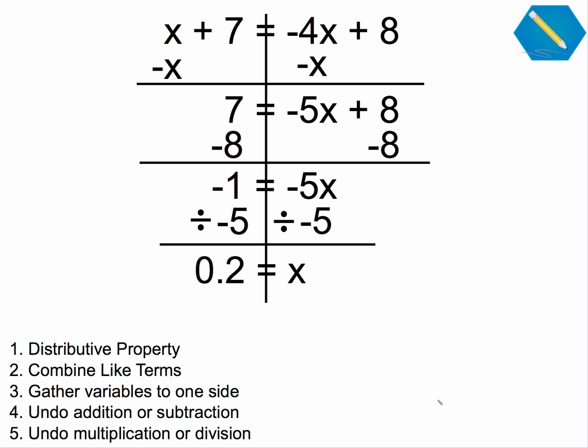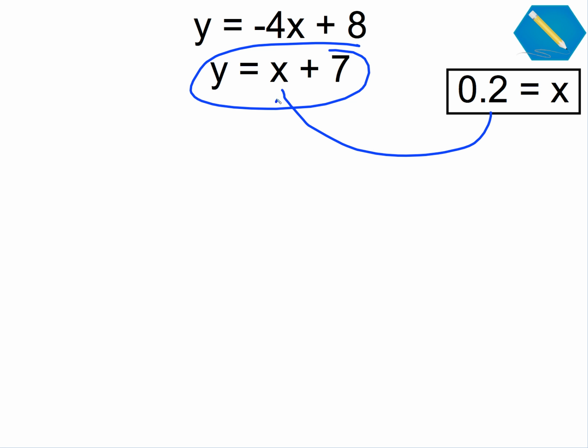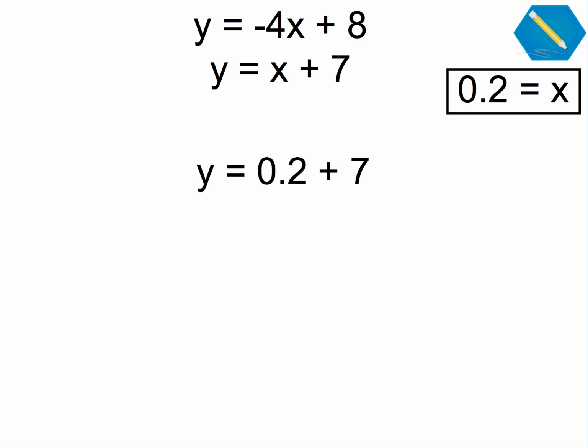Now we're not done yet though. When you get to this point, remember our goal is to get an ordered pair. Well, we have 0.2 for x, but we still don't know what y is. So what we do now is we know that x is 0.2. I can use either equation. These are the two equations that I was given in the original problem, and I can use either one of them. Well, to me, this one looks a lot easier because there's no multiplication. It's just adding. So I'm going to plug in 0.2 in place of x.